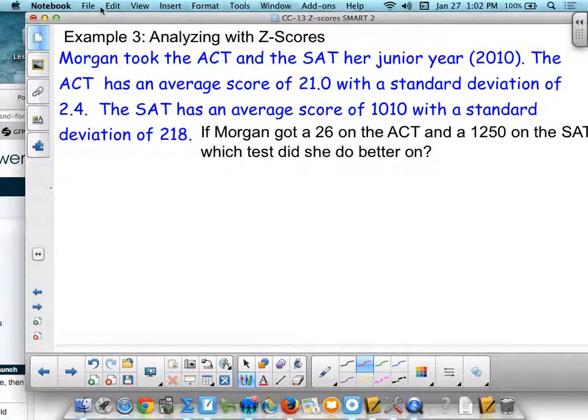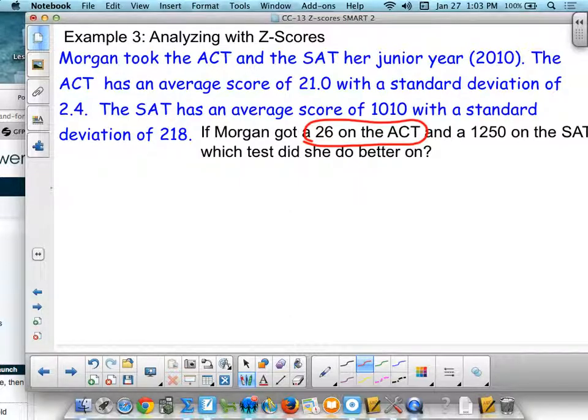Okay, let's try to get this one going. And I know the clock's going to ring in 3 minutes, but it's the same problem. We're going to compare an ACT test score to an SAT test score. Morgan took an ACT test and an SAT test her junior year. The ACT test has an average score of 21. The standard deviation is 2.4. The SAT has an average score of 1010. Standard deviation of 218. Morgan got what on her ACT test?